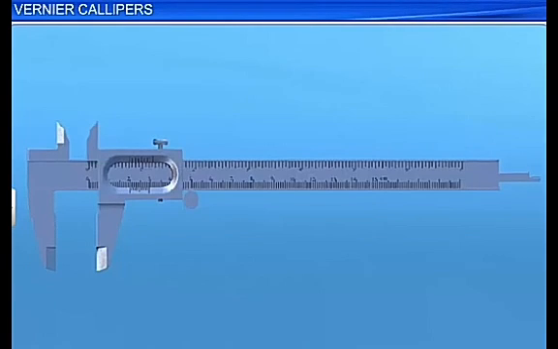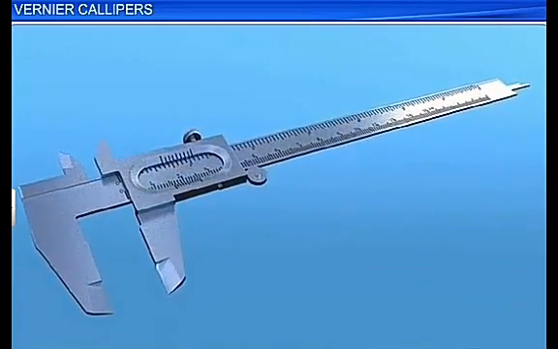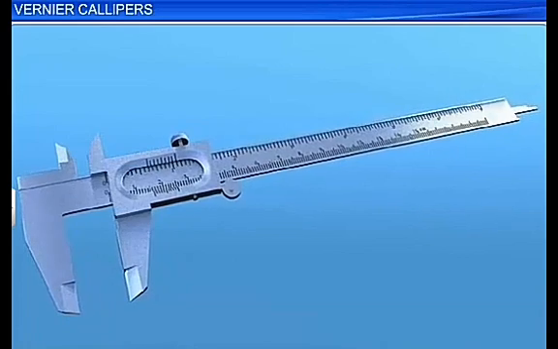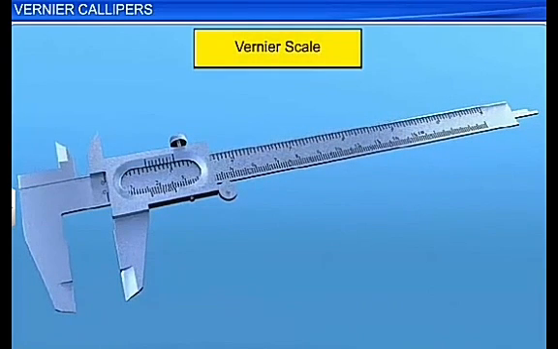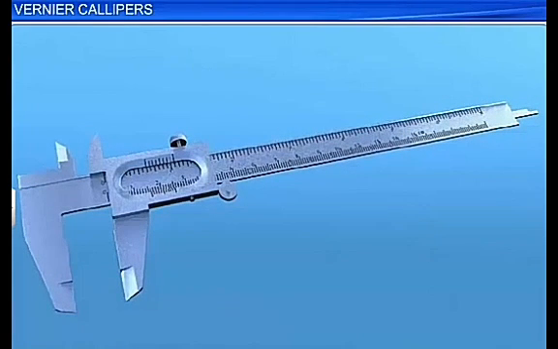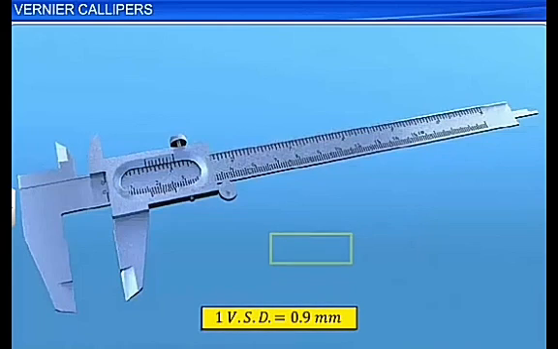This metallic strip is provided with a jaw, J1, on the lower side at its end, which is called the fixed jaw. A metallic frame on the right side of the fixed jaw slides over the main scale, called the vernier scale. On the bottom edge of this frame is a graduated scale. It usually consists of 10 equal divisions that coincide with 9 main scale divisions. The value of each vernier scale division is equal to 0.9 millimeter.